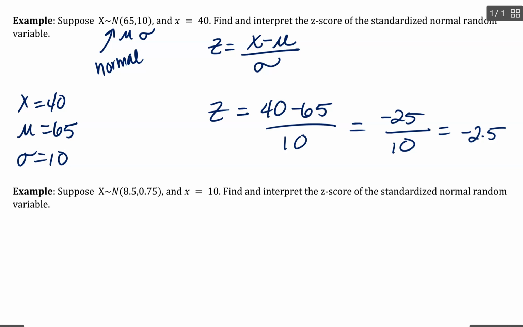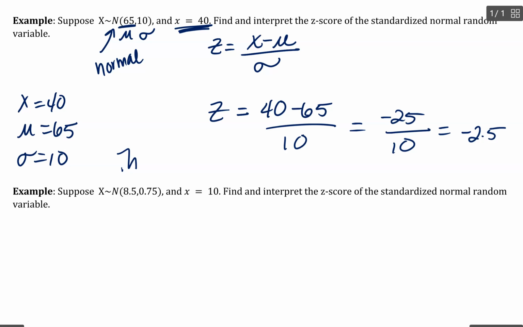So when we standardize the random normal variable, we get a z-score of negative 2.5. Now we need to interpret, what does this mean? So what is a z-score? A z-score is simply how many standard deviations away this x value, 40, is away from the mean, 65. It is 2.5 standard deviations away from the mean, and the negative sign tells us that it's below the mean.